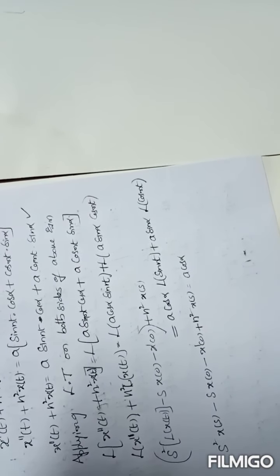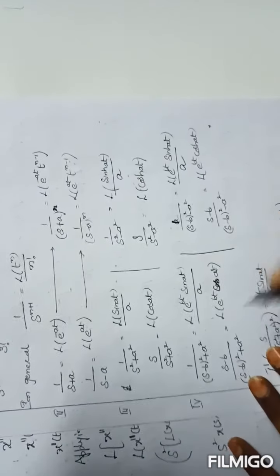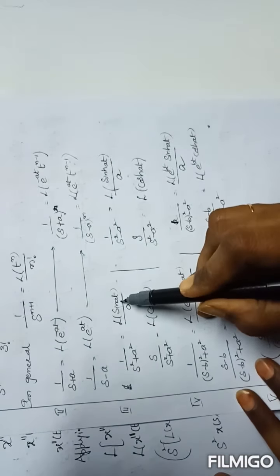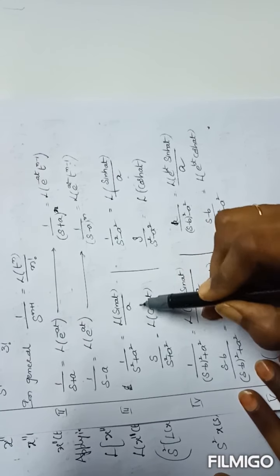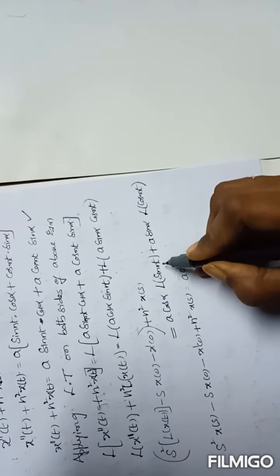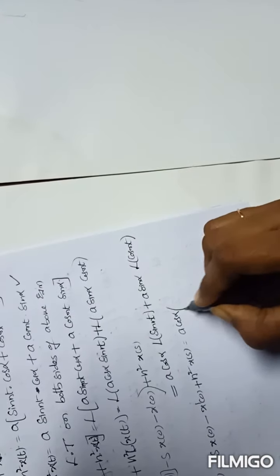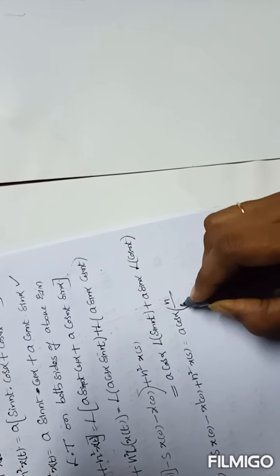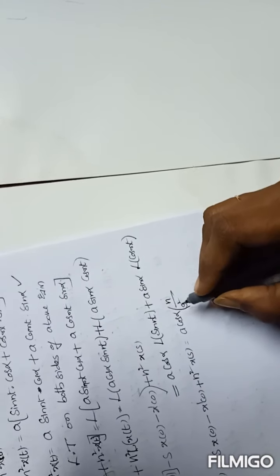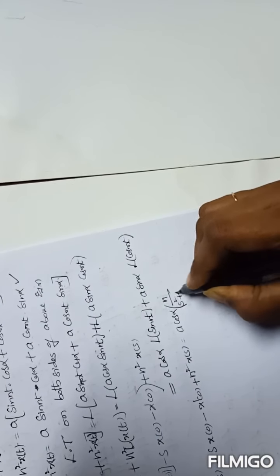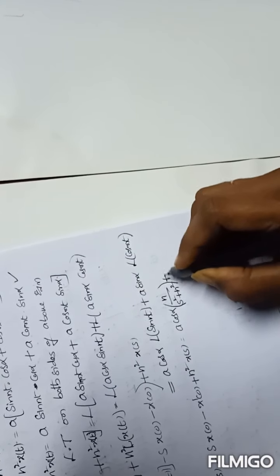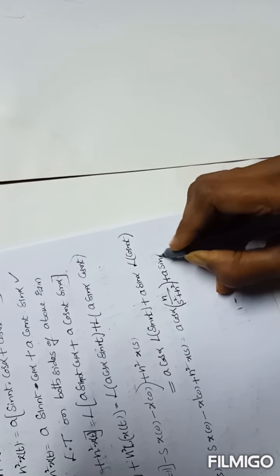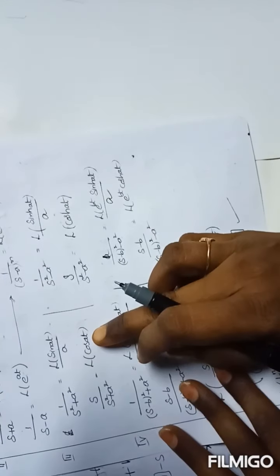We have the standard formula: L of sin at equals a by s square plus a square. So here also this is L of sin at form. A by a is n, and s square plus a square is s square plus n square. Plus a sin alpha, this is L of cos at form. L of cos at we have as s by s square plus a square.